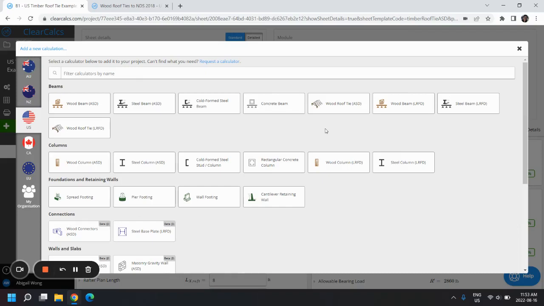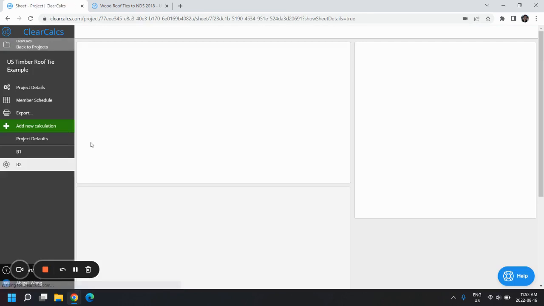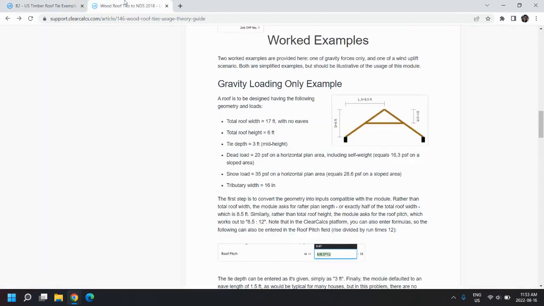Hello, let's take a look at a worked example of timber roof ties in ClearCalcs. To do so, we're going to use a wood roof tie, ASD, and our collar tie template. The example that we're going to be looking at is a gravity loading only example, and you can find this help page and the full printout at support.clearcalcs.com.